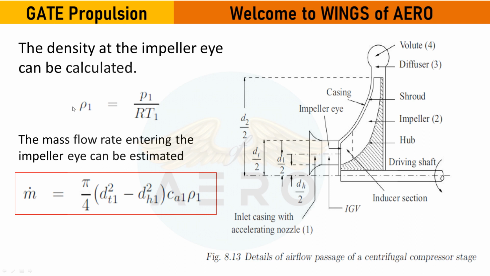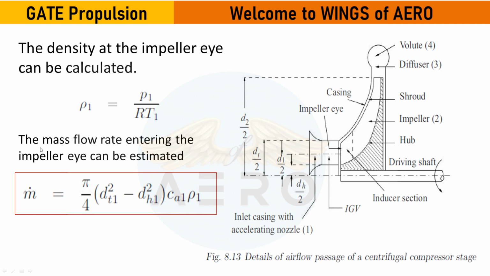Now we need to remember these formulas, and with their help we will find the unknown parameters. These formulas are going to be helpful when you are solving problems, right? If the question asks about the impeller eye, the impeller eye is where the fluid is entering, and the tip is at the end, where it leaves toward the diffuser. How can you find the density if it is not given in the question? We can use the formula P1 by RT1.